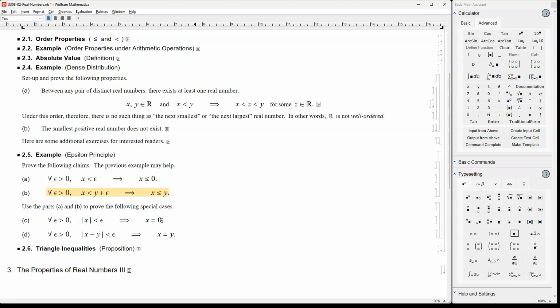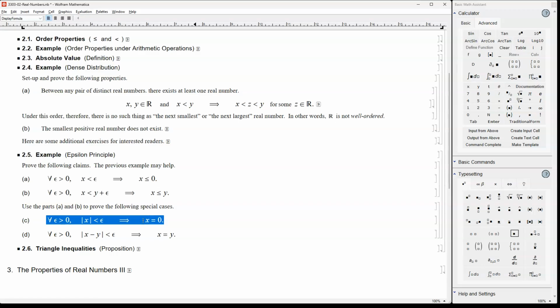Now, can you apply the properties of absolute values to prove part C and part D from part A and part B? Stop the playback and try. Can you get it?